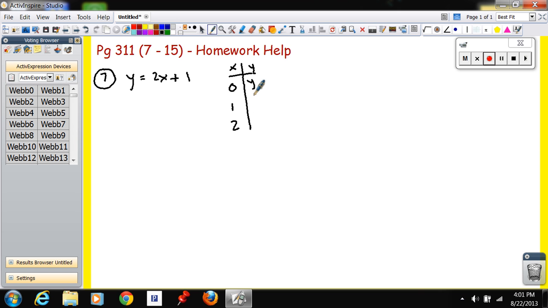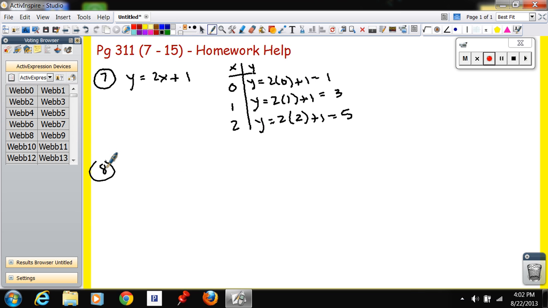So it would be y equals 2 times 0 plus 1, y equals 2 times 1 plus 1, and y equals 2 times 2 plus 1. So this one's going to be a 1. This one's going to be 2 plus 1 is 3. This one's going to be 4 plus 1 is 5. So 0 and 1, 1 and 3, 2 and 5 would be your three solutions.